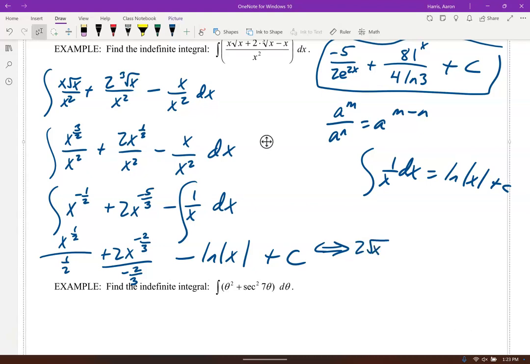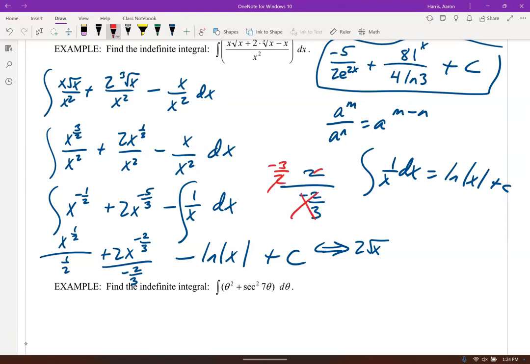And then 2 divided by negative 2/3, that's 2 times negative 3 over 2, so negative 3, sorry. Minus 3 x to the negative 2/3, so that's down there, minus the natural log of x, plus our constant.